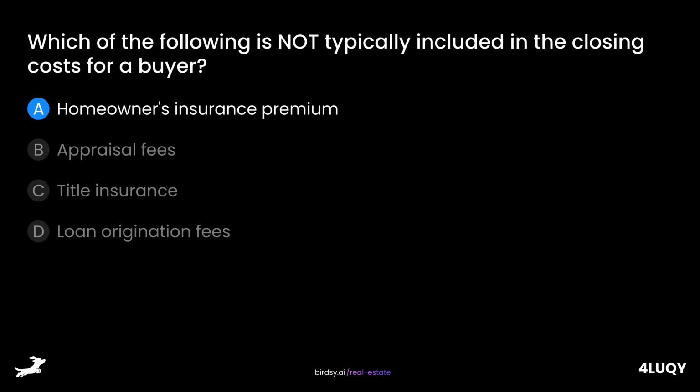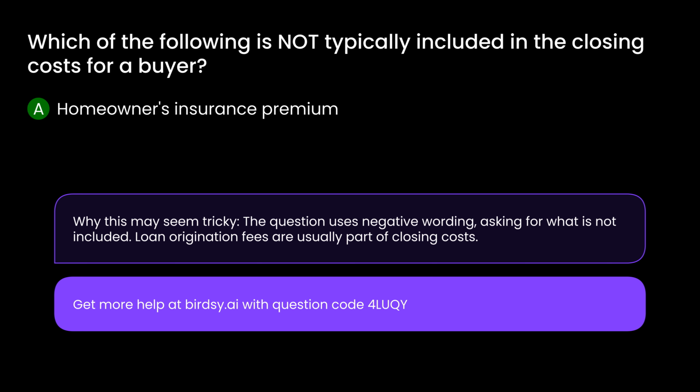Is it A, homeowner's insurance premium, B, appraisal fees, C, title insurance, or D, loan origination fees? The answer is A, homeowner's insurance premium. Why this may seem tricky: the question uses negative wording, asking for what is not included. Loan origination fees are usually part of closing costs.